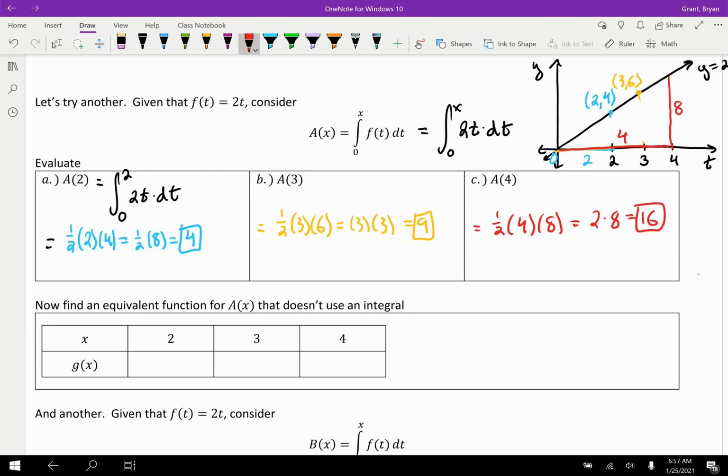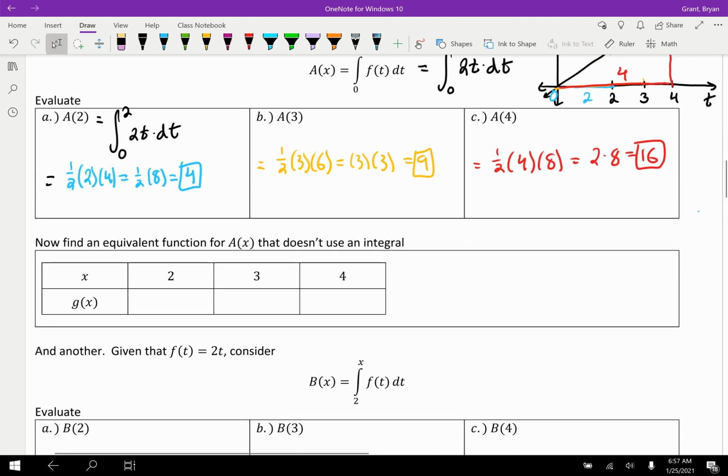Alrighty. Let's look at this as an input-output table. So we had 2, 4, we'll just stick with blue, 3, 9, 4, 16, right, just from our outputs that came up over here. And we're going to do the same goal as before. Let's find an equivalent function for A of x, and I'll remind you up above that A of x was the integral from 0 to x of 2t dt. We're going to find an equivalent function g of x that doesn't use an integral.